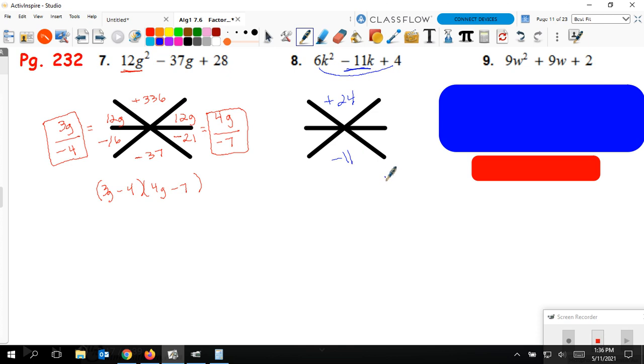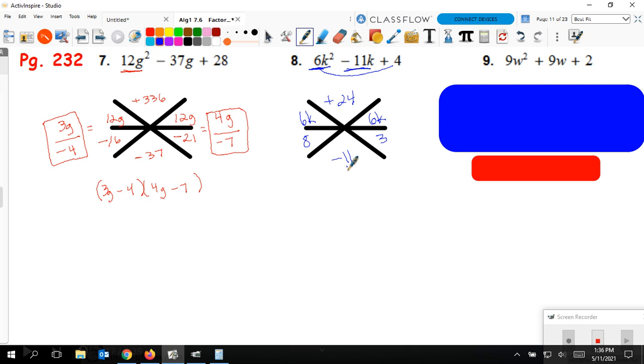And the way this begins is 6k. So 6k goes on top of each side. And now we ask the question, what two numbers multiply to give us 24 that will add to give us 11? So a little bit easier because the numbers are smaller here. 6 times 4 is not going to add to give us 11. It would add to give us 10. How about 8 and 3? They multiply to give us 24, and they also add to give us 11.